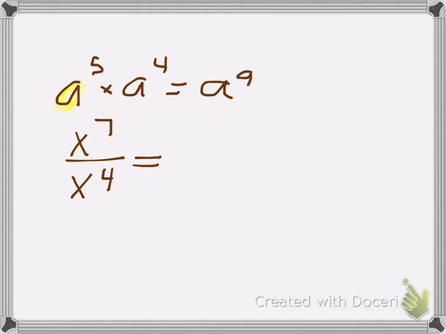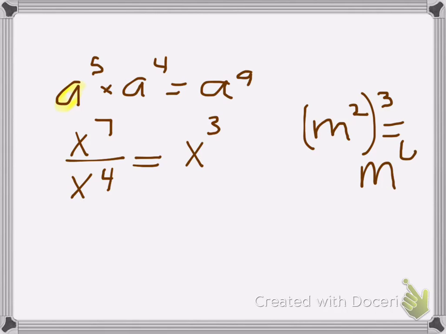Just another reminder too, like if you have x to the 7th over x to the 4th, you would subtract those powers this time. So you would have x to the 3rd. There's just a really quick exponential review on this worksheet today, so I just want to make sure that you remember your rules. If you have a power raised to a power, like m squared to the 3rd power, that's when you get to multiply those powers together, so that would be m to the 6th.